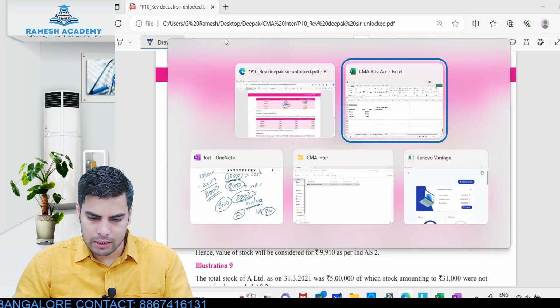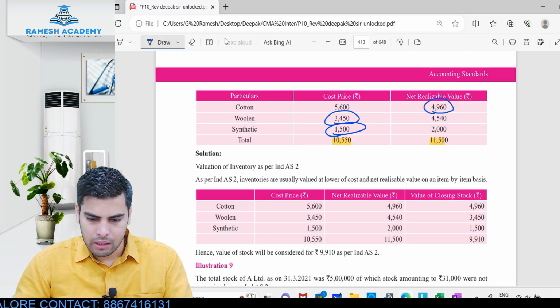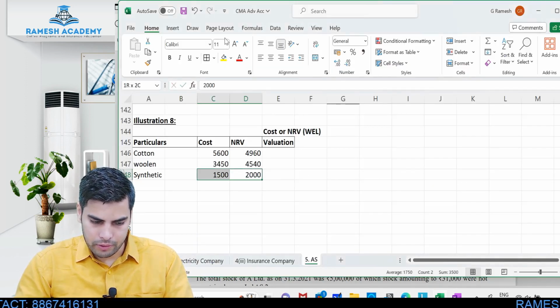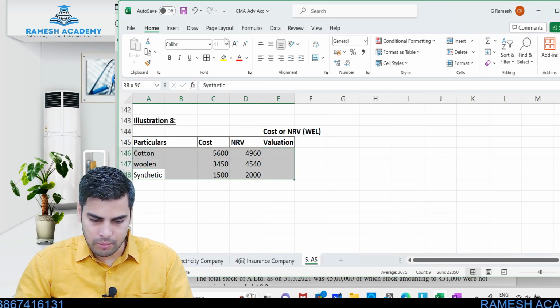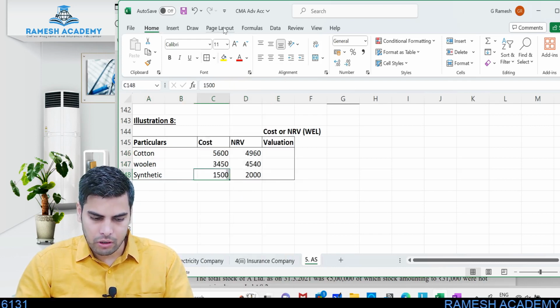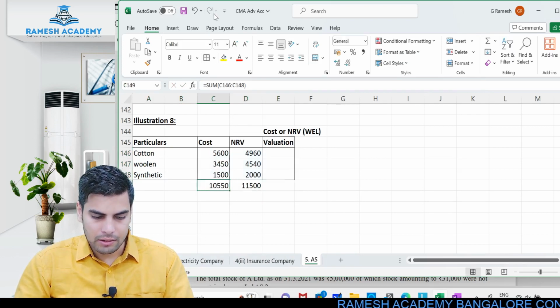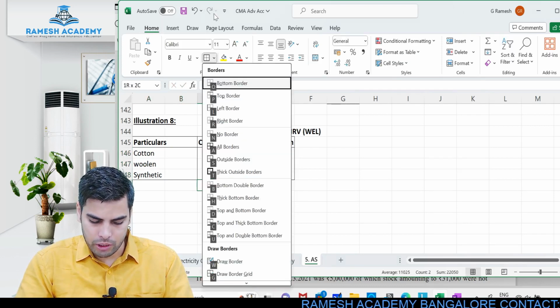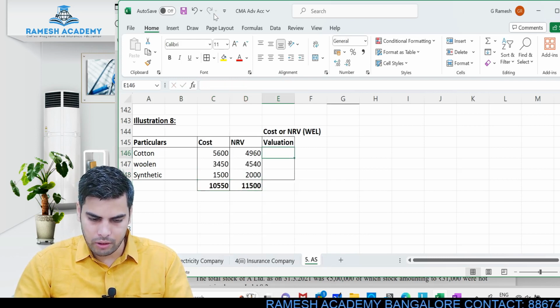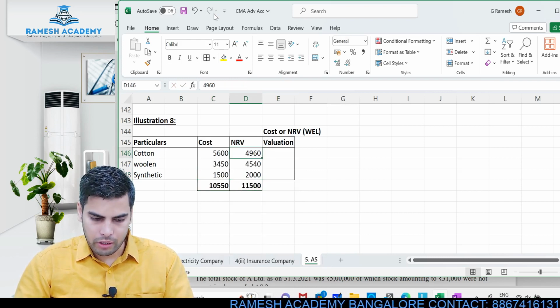What about net realizable value? 4,960. Here we have got 4,540 and then finally we have got 2,000. Okay, so they have also given you the total, but this particular total we need not consider. Although they are giving you the total, don't consider it and say that this is the least amount, this is the price at which I'll be doing the valuation. No, that would be absolutely wrong. So you will have to compare the lower of these two.